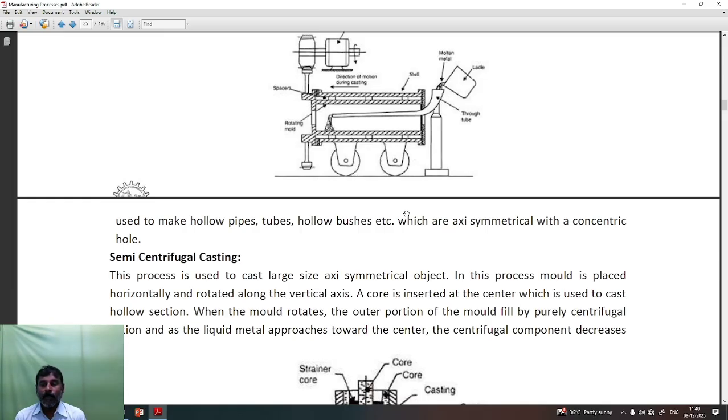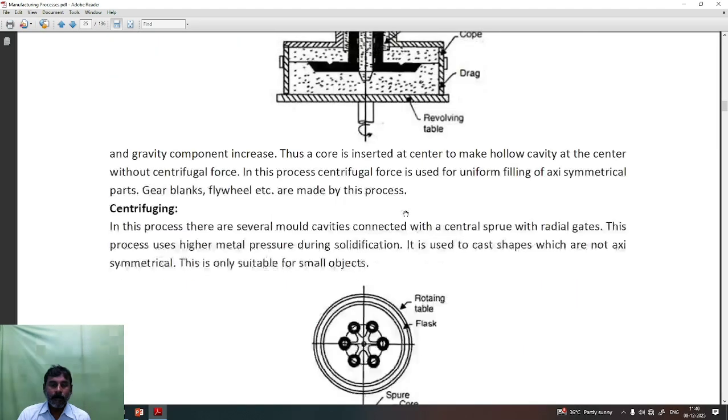Semi-centrifugal casting. This process is used to cast large size axis symmetrical objects. In this process, the mold is placed horizontally and rotated along the vertical axis. A core is inserted at the center, which is used to cast the hollow section. When the mold rotates, the outer portion of the mold is filled by purely centrifugal action, and as the liquid metal approaches the center, the centrifugal component decreases and the gravity component increases. Thus, a core is inserted at the center to make the hollow cavity.